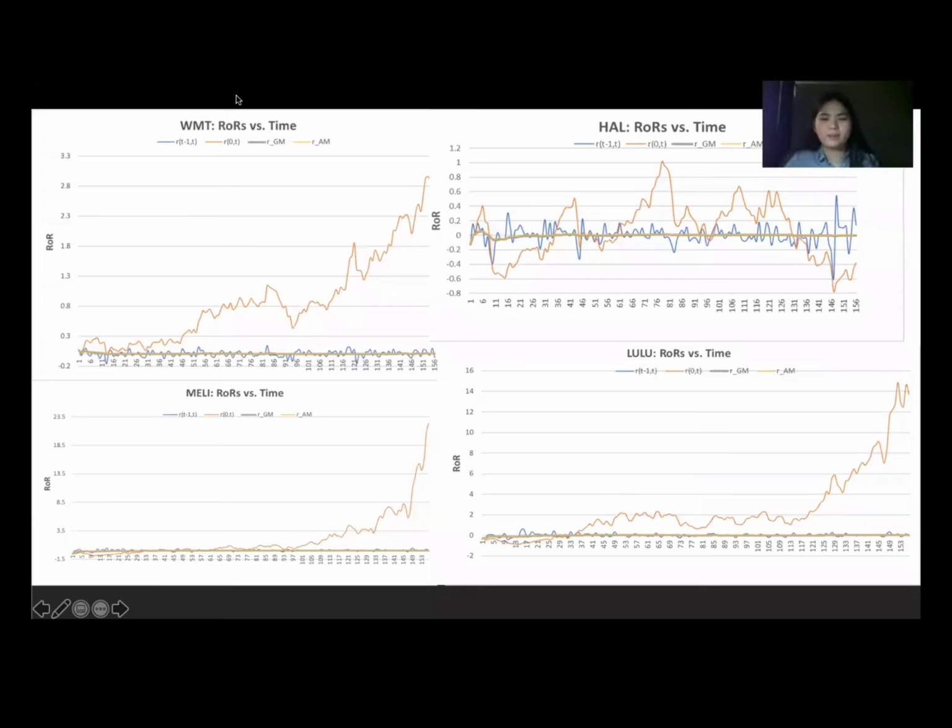As we can see among this graph, the usual trend for all of the stocks is that they're increasing, with the exception of the Halliburton Company. As we can see in the top right corner, for this stock, the holding period rate of return has been very unpredictable, with huge increases and huge drops throughout the years.